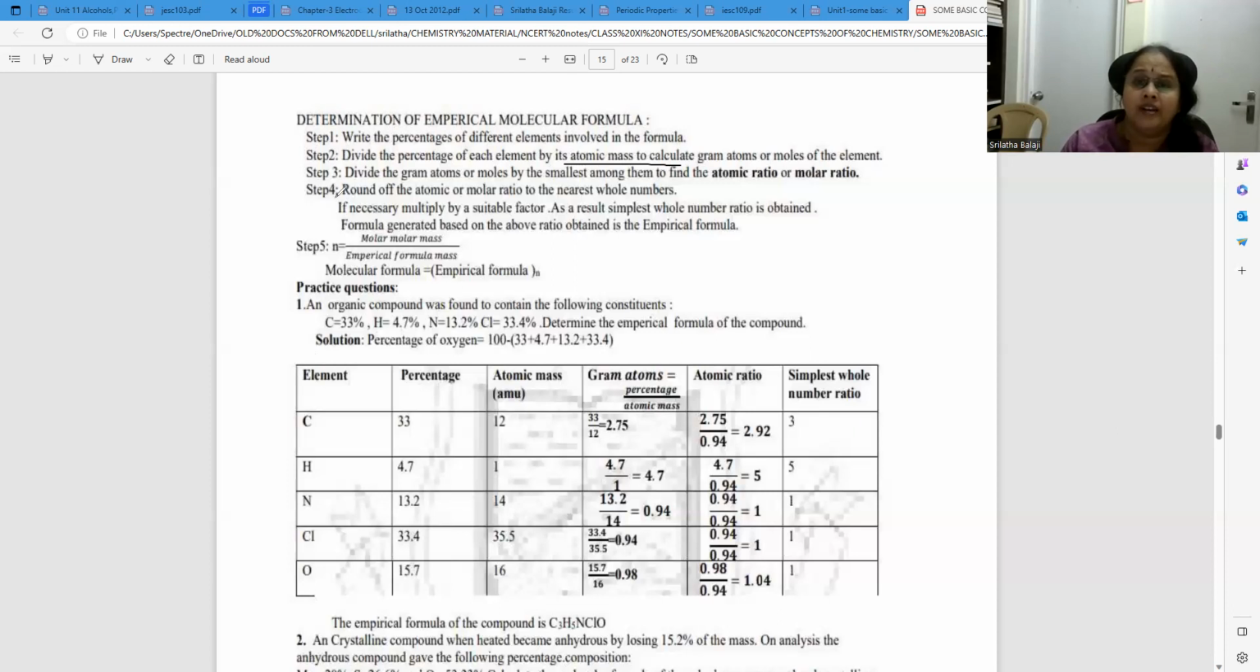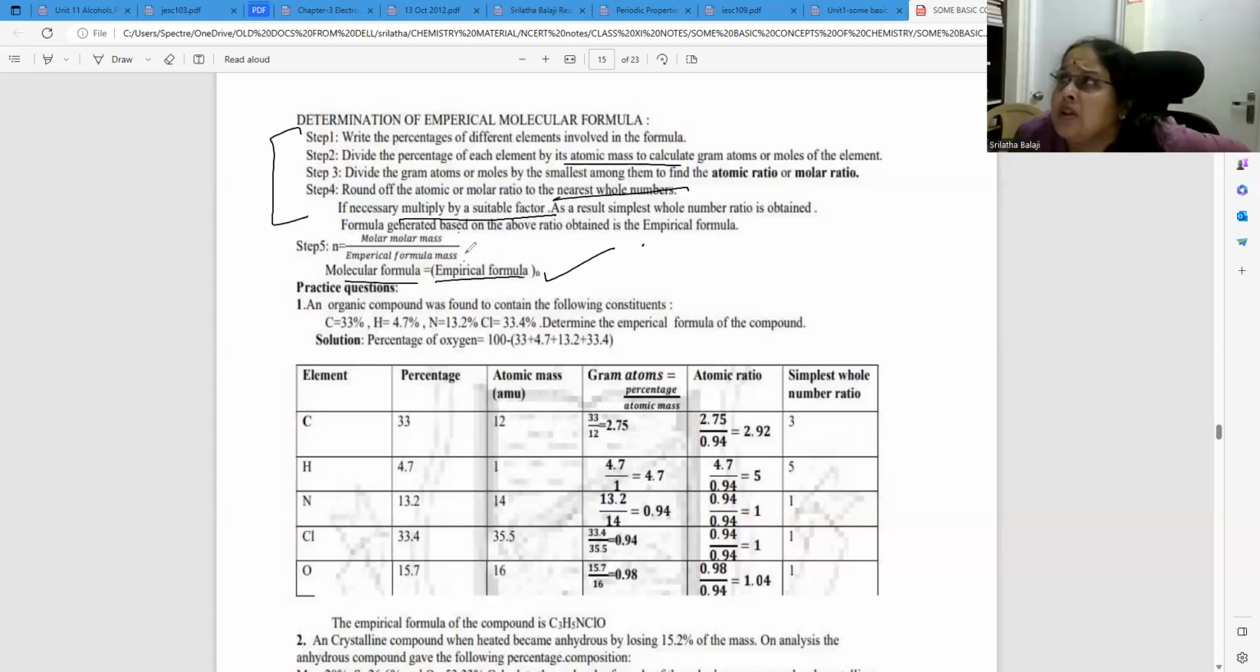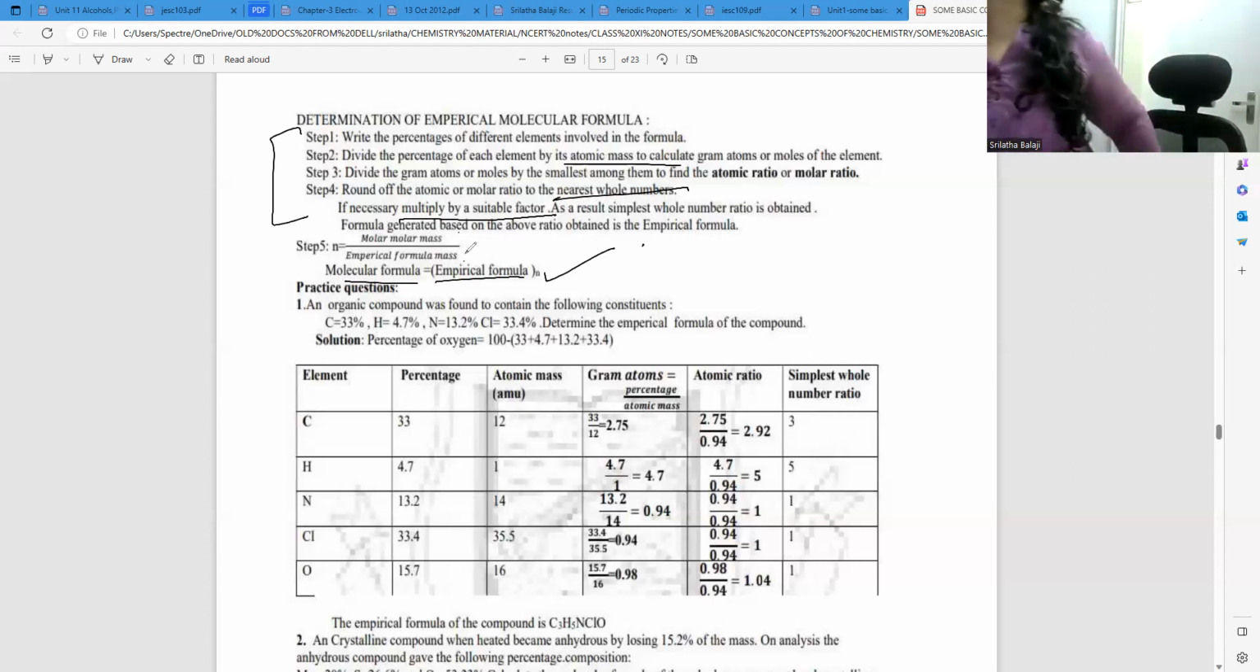Then divide each of the ratios by the least ratio to get the whole number ratio. Suppose the ratio is not a whole number ratio, you multiply by a suitable factor to make it a whole number ratio. And the molecular formula is the empirical formula N times, where N is molar mass by empirical formula mass. I'll give you a simple question now. Okay, just take this. One second.